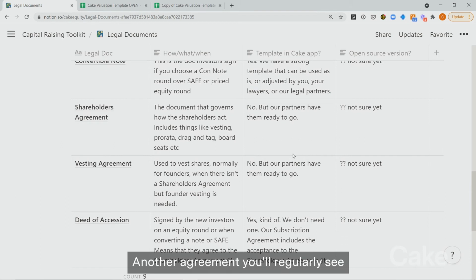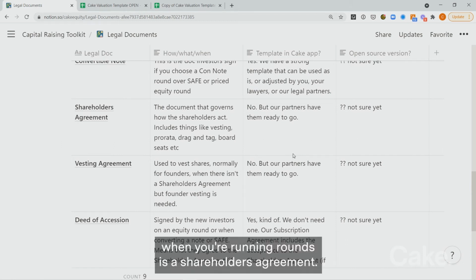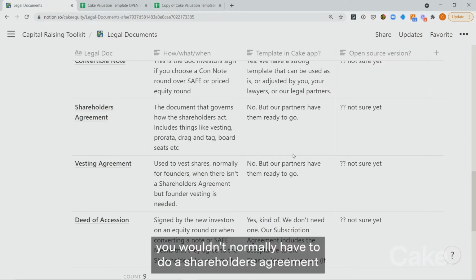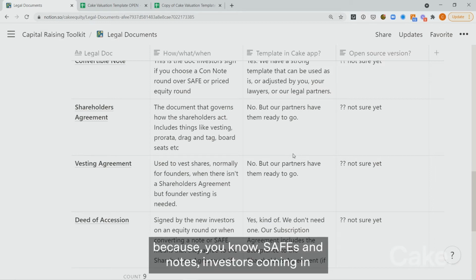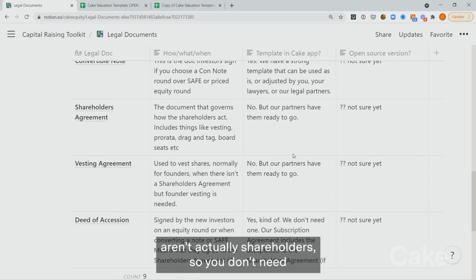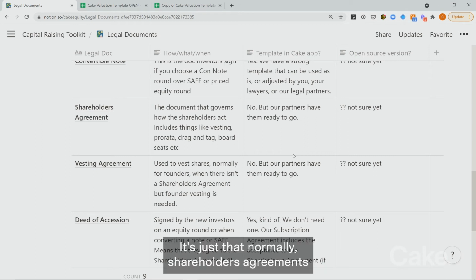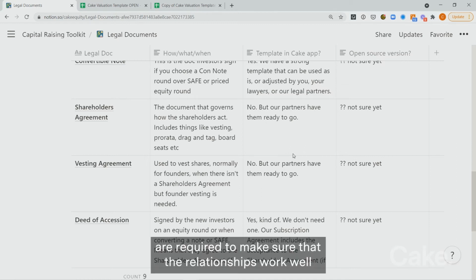Another agreement you'll regularly see when you're running rounds is a shareholders agreement. If you don't already have one, you will normally have to implement one if you're running an equity round. If you're doing a SAFE or a note, you wouldn't normally have to do a shareholders agreement because with SAFEs and notes, the investors coming in aren't actually shareholders, so you don't need a shareholders agreement until you have multiple investors. You don't have to have a shareholders agreement either. You can run on a constitution. It's just that normally shareholders agreements are required to make sure that the relationships work well between all the investors on the cap table.